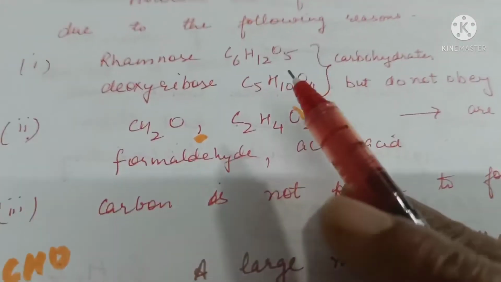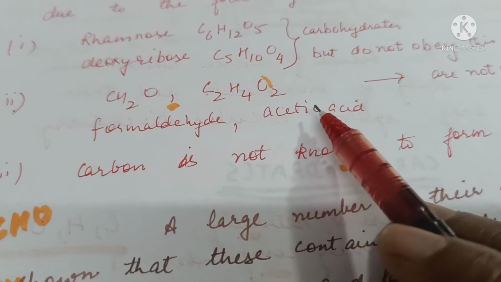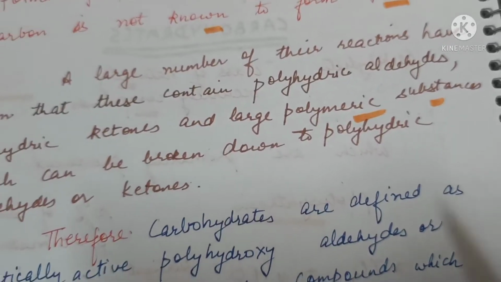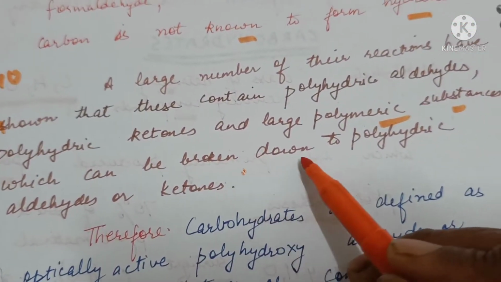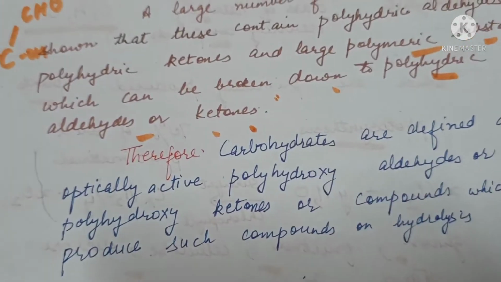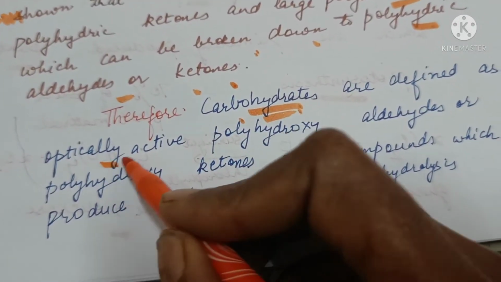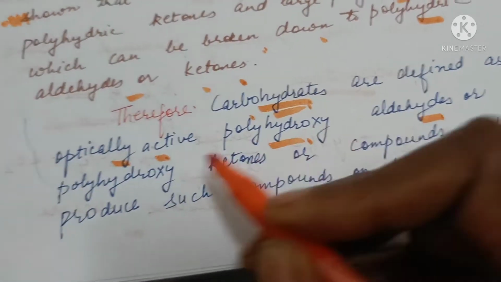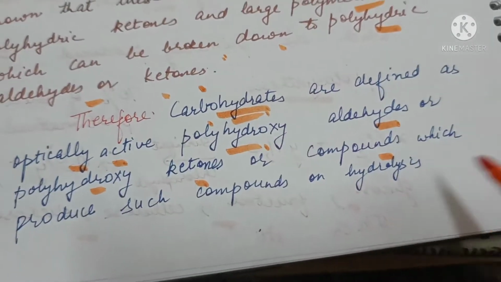On the other hand, there are molecules like CH2O and C2H4O2 which obey this formula but they are not carbohydrates. So formaldehyde and acetic acid are not carbohydrates. Carbon is not known to form hydrates. Large polymeric substances where these units combine to form long chains can be broken down to these polyhydric aldehydes and ketones. So from this fact we come to the definition of carbohydrates, which is accepted now. Carbohydrates are defined as optically active polyhydroxy aldehydes or polyhydroxy ketones, containing many OH groups, or compounds which produce these compounds on hydrolysis.